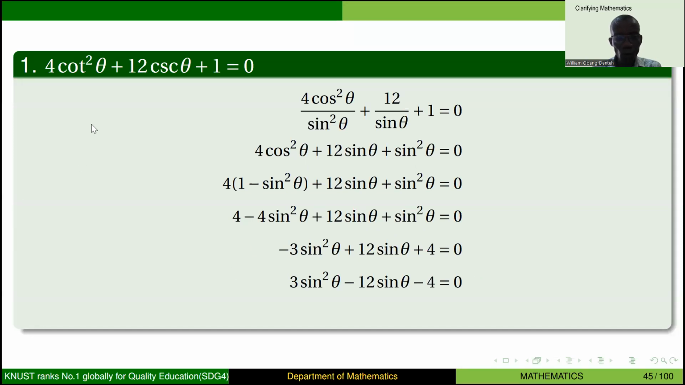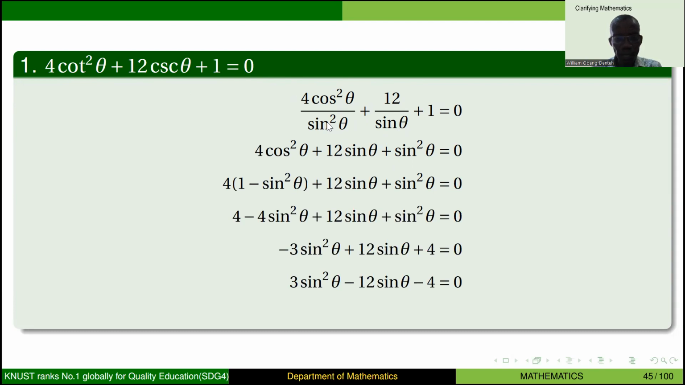So we have 4 cot squared theta plus 12 cosec squared theta plus 1. So cot squared theta can be written as cos squared theta over sine squared theta. Cosec theta can be written as 1 over sine theta, so 12 over sine theta plus 1. What we are going to do is that we are going to multiply each of these terms by sine squared theta.